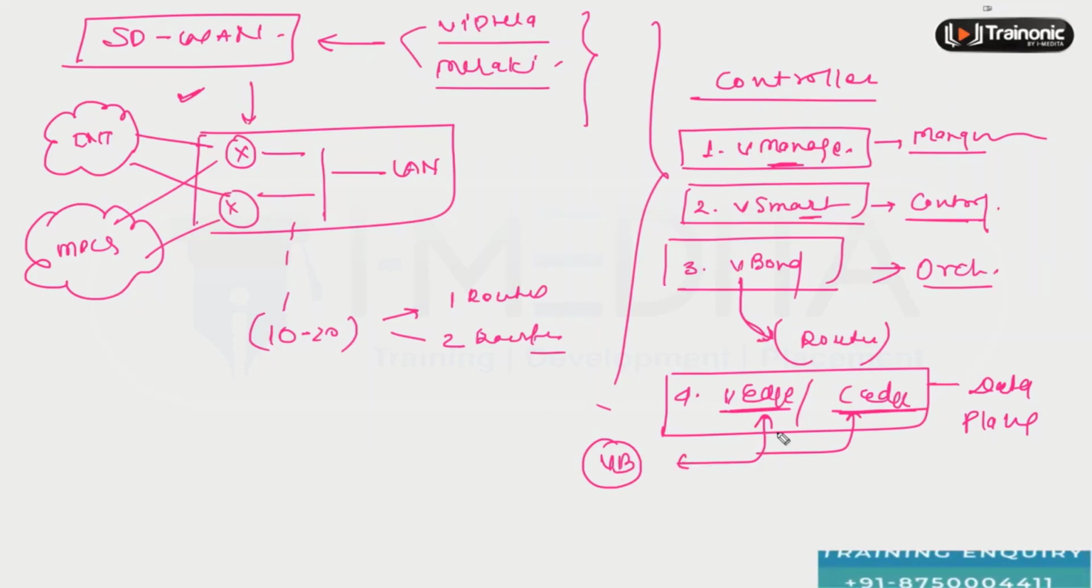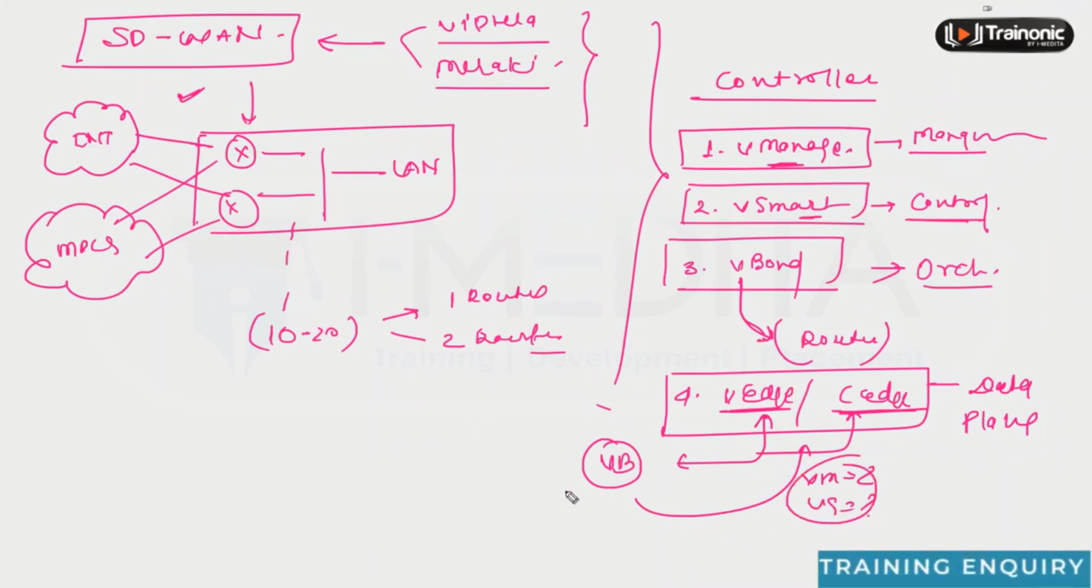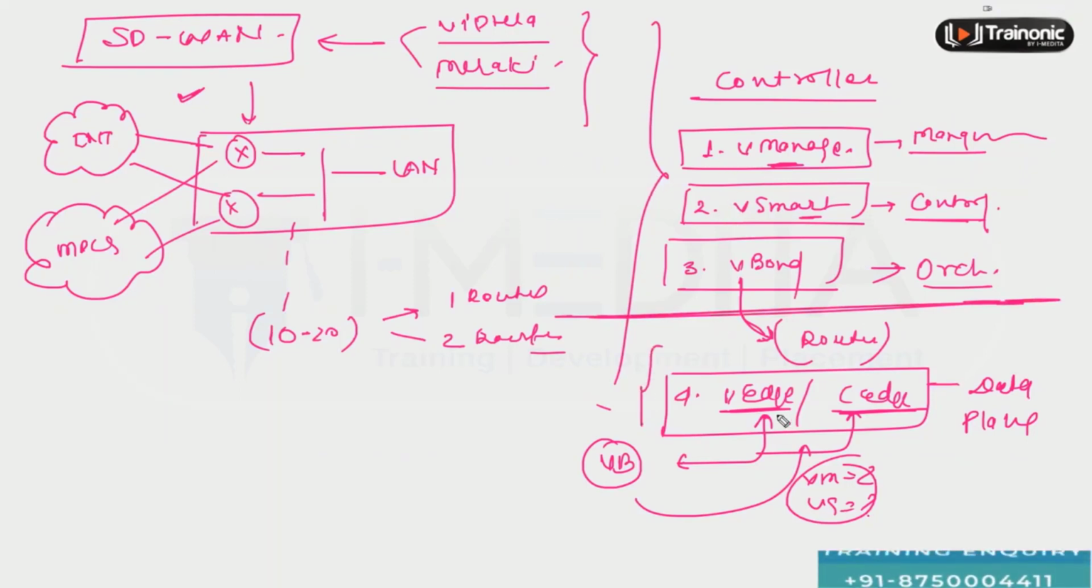After some sort of mutual authentication, vBond is going to tell these edge devices who is the vManage and who is the vSmart. Basically, vBond is the orchestrator which tells the edge devices about their control plane and the management plane. So in an SD-WAN solution, you will see the use of these three controllers, and these are the edge devices, based on vEdge and cEdge.